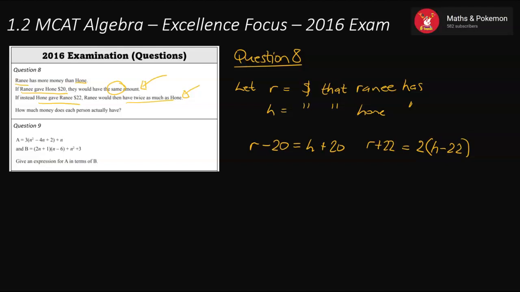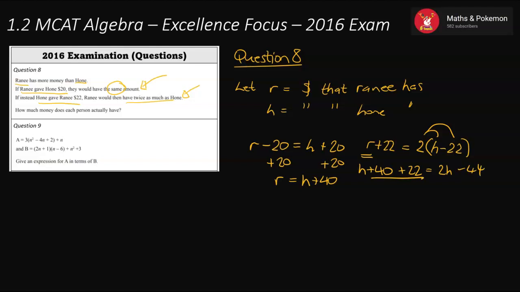Hopefully that makes sense. We're now going to get into the algebra, the rearranging part of it. So probably going to start off with the left-hand side equation, and simply I'm going to go plus 20 both sides, so R is equal to H plus 40. I can now substitute this R over here, and the right-hand side will be left with an equation with H only, which we're a big fan of. So this R is going away, so it's H plus 40 plus 22 equals, and I'm going to expand this at the same time, 2H minus 44.